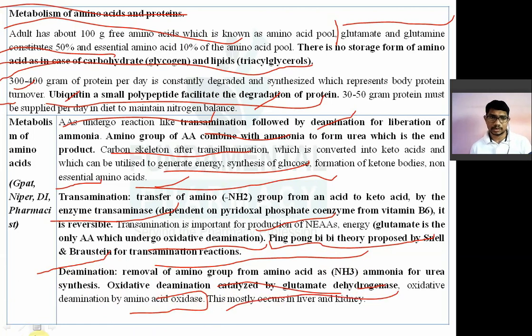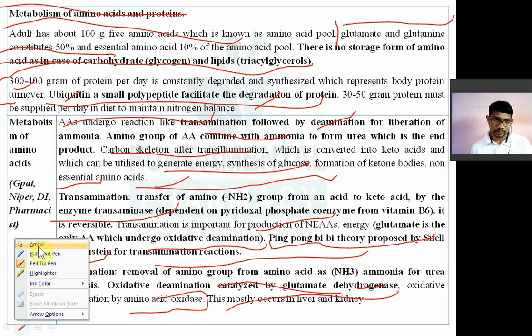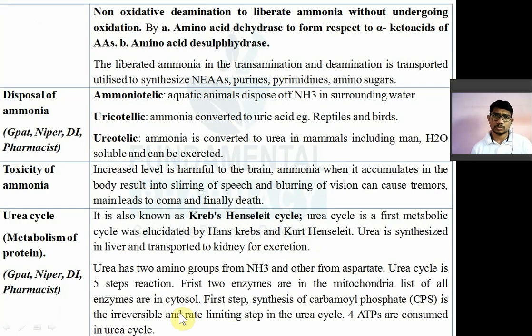The main reactions are transamination and deamination. In non-oxidative deamination, ammonia is liberated without oxidation, by the enzyme amino acid dehydrase to form the respective alpha keto acids, and by another enzyme, amino acid sulfhydrase. These two are responsible for non-oxidative deamination. For oxidative deamination, only one amino acid can undergo it, that is glutamate.